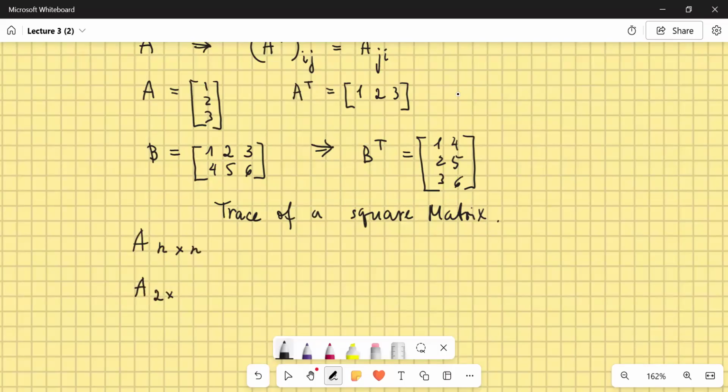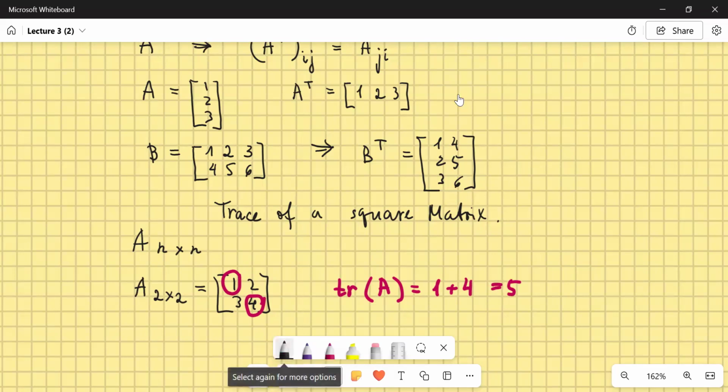So imagine that we are dealing with a 2 by 2 matrix, and the matrix is going to look like this: 1, 2, 3, 4. So what is going to be the trace? We are going to add elements on the main diagonal. So I'm going to write down the trace of A is going to be equal to 1 plus 4. I'm just adding elements on the main diagonal, and that's going to be just one number. So the trace is one number.